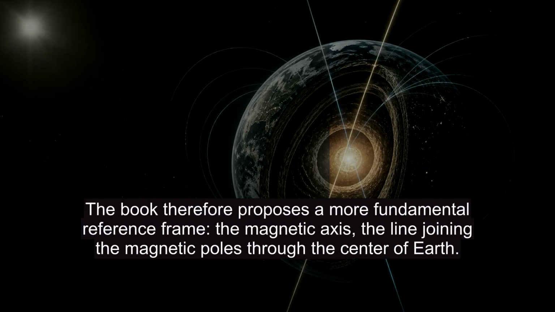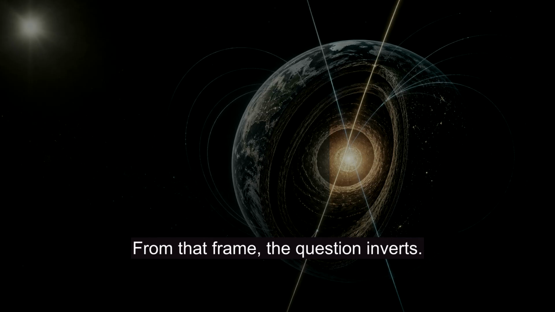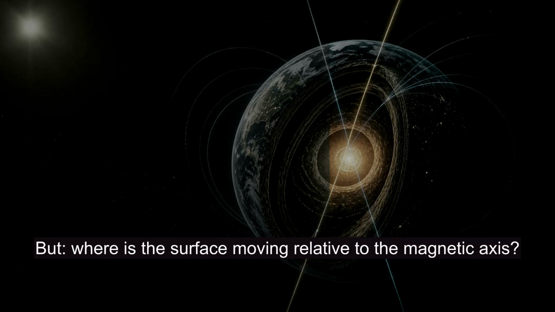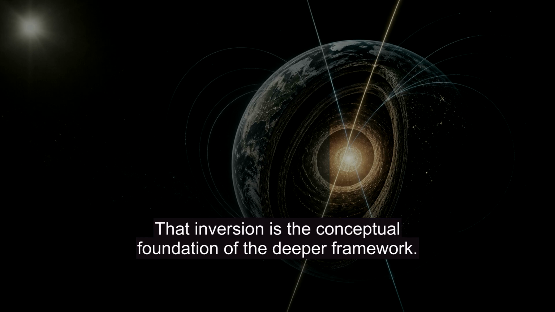The book therefore proposes a more fundamental reference frame: the magnetic axis, the line joining the magnetic poles through the center of Earth. From that frame, the question inverts. Not, where is the magnetic pole moving across the surface? But, where is the surface moving relative to the magnetic axis? That inversion is the conceptual foundation of the deeper framework.